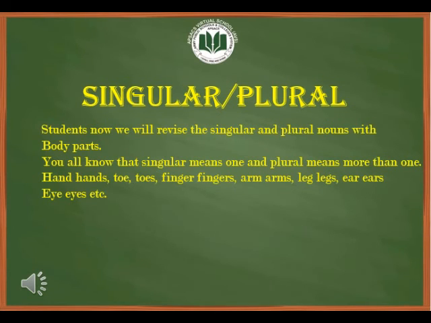Students, now let's revise the singular and plural nouns with body parts. You all know that singular means one and plural means more than one. Now, let's start. Hand, hands; toe, toes; finger, fingers; arm, arms; leg, legs; ear, ears; eye, eyes, etc.